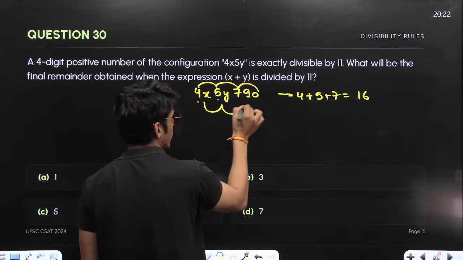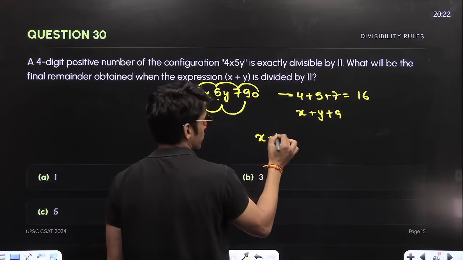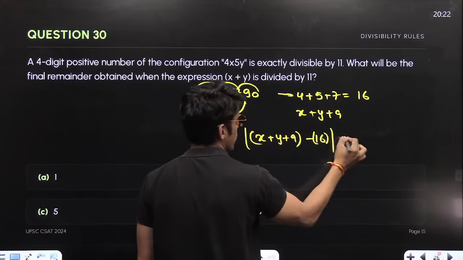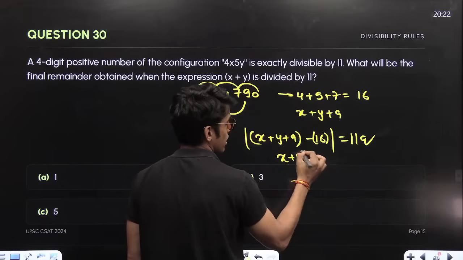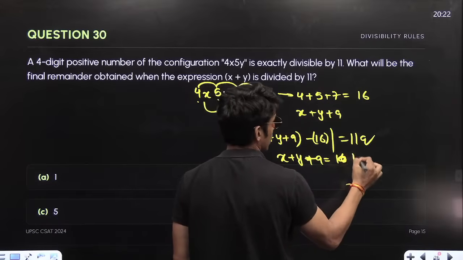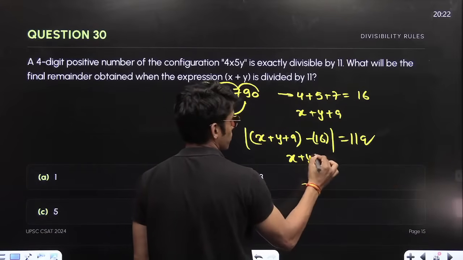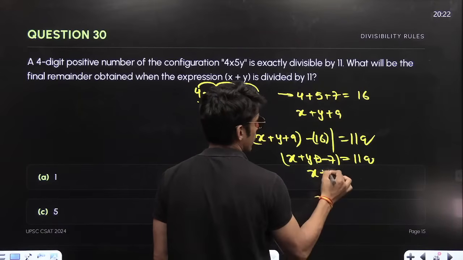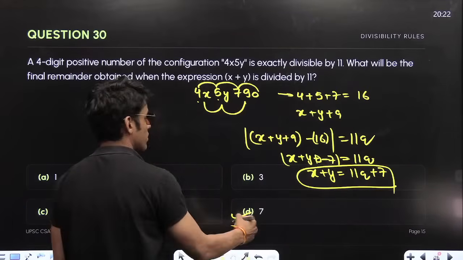And then sum of digits at even places. If you take the difference of them, it should be divisible by 11. So x plus y plus 9 should be of the type this. X plus y, if you see here, it is minus 7. This is 11q. And then one of the solutions is this. So this will give 7 as remainder.